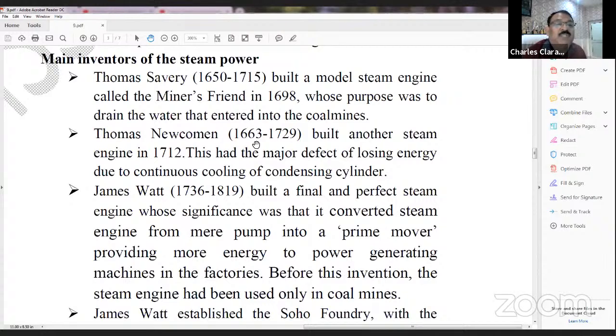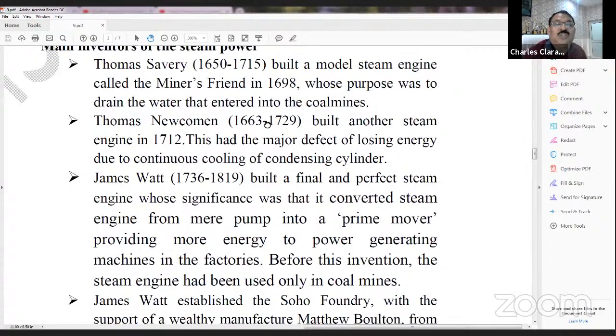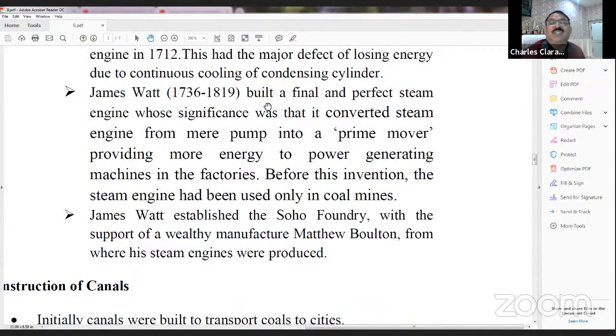Then came the second person, Thomas Newcomen, from 1663 to 1729. He built another steam engine. This had a defect of losing energy due to continuous cooling of the condensing cylinder. So it had some problem, so let's forget about it. But remember, it's an important part in the invention.